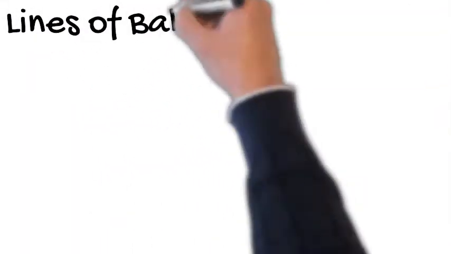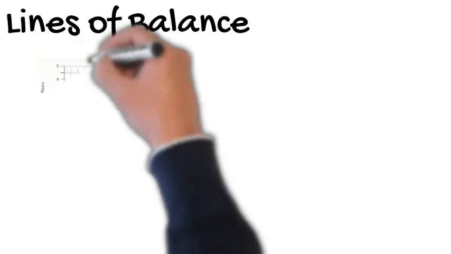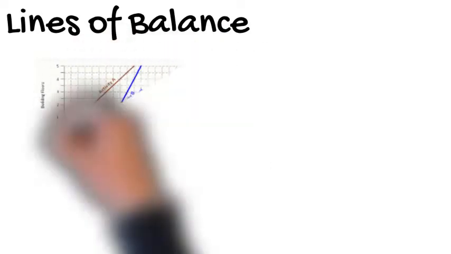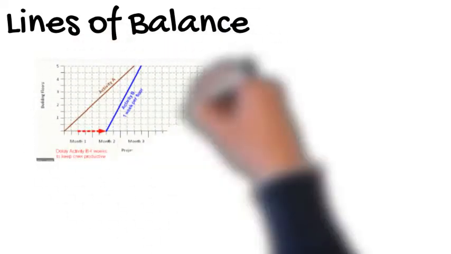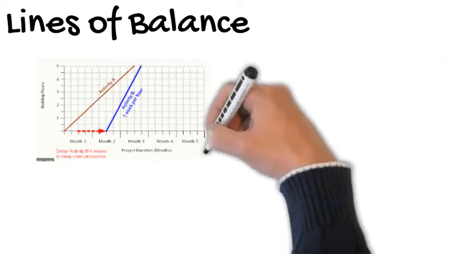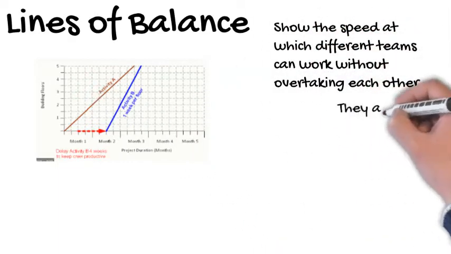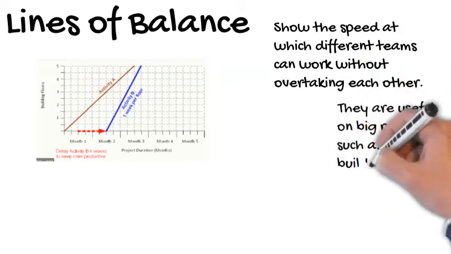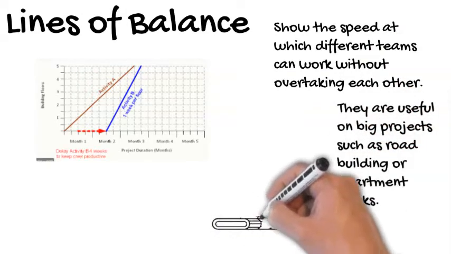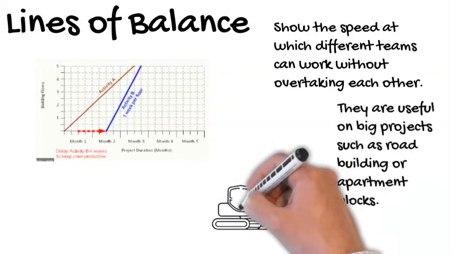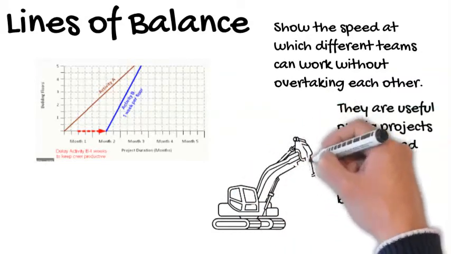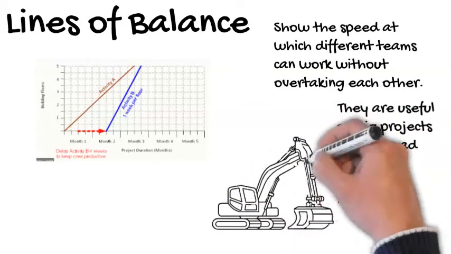Lines of balance are a way of calculating the overall time of a project and also what the limiting factors would be on that project. They're used in things like road building or large projects such as apartment blocks or office blocks. They're used where we use the same process over and over again. So for example, each floor of an office block might be the same set of construction going on.